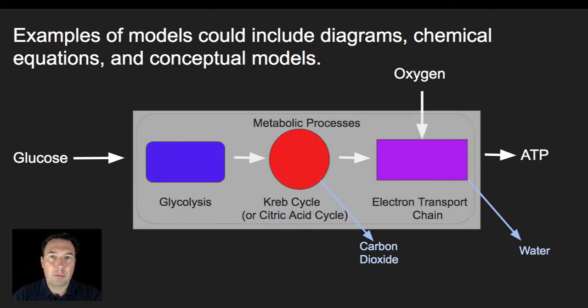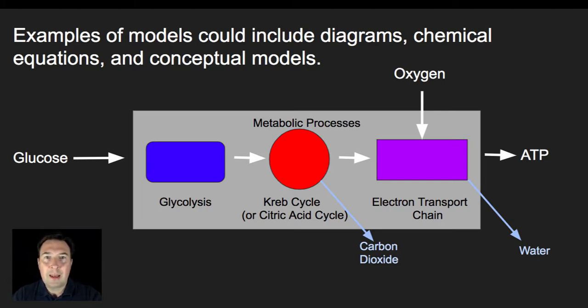Or I could switch this around and get a little bit more nitty gritty and say there are some specific metabolic processes that take place in a cell. These are things like glycolysis. Glycolysis is where we break the glucose down initially. The Krebs cycle or citric acid cycle, which is a process that takes place in the mitochondria. The electron transport chain, that's another process that takes place in the mitochondria.